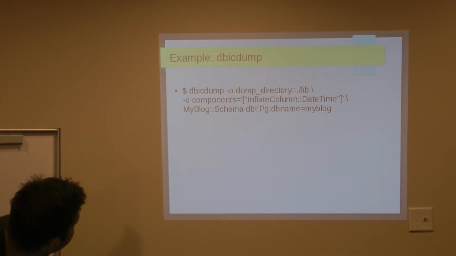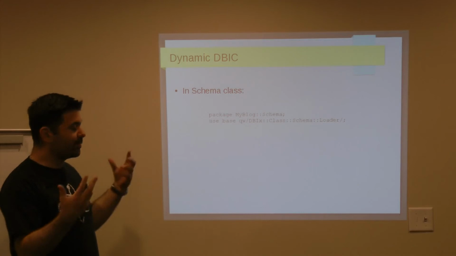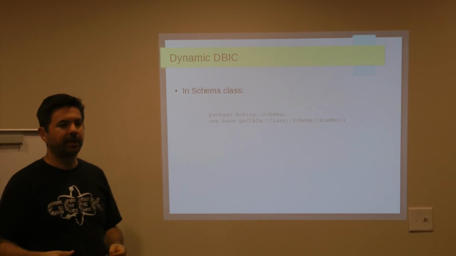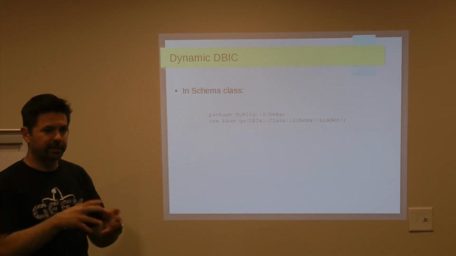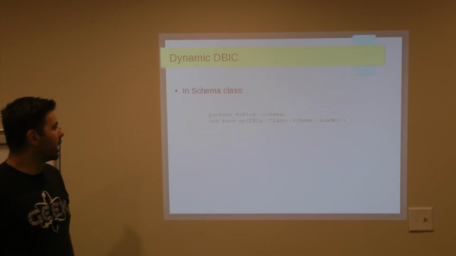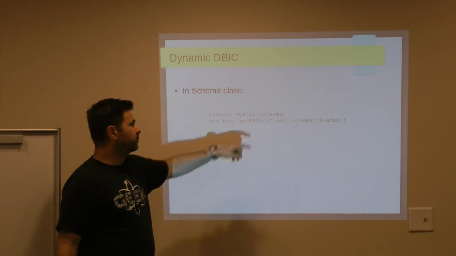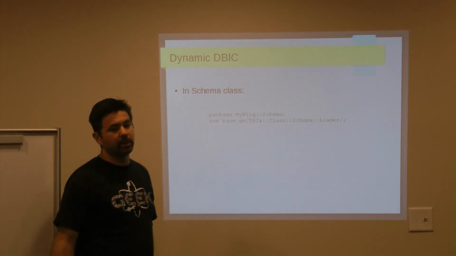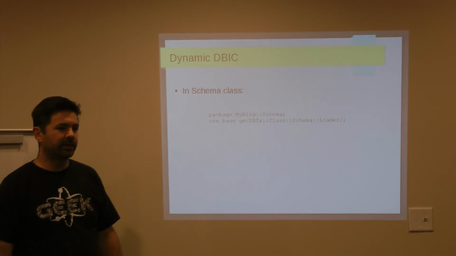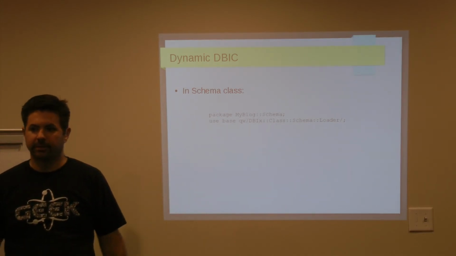So if you wanted to do dynamic result class generation, so basically every time your application starts, it goes out, does the analysis of the underlying database, and creates dynamic result classes for you. All you need to do in your schema class is say use base schema loader. And then when you do schema connect and you give it the DSN, the first thing it does is go out and do its analysis, and now you have result classes.